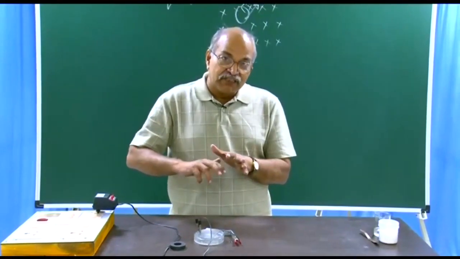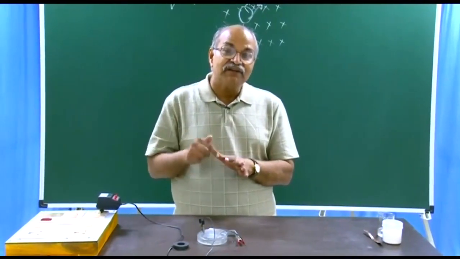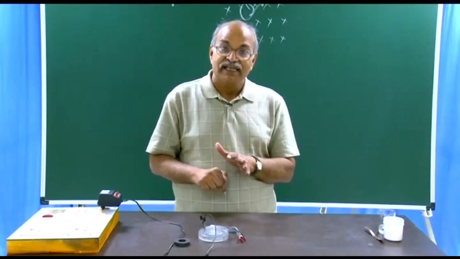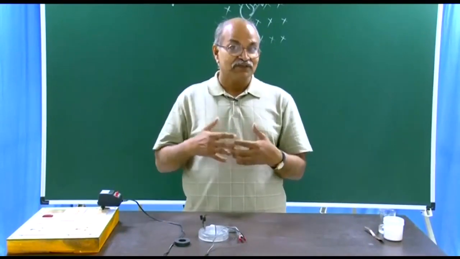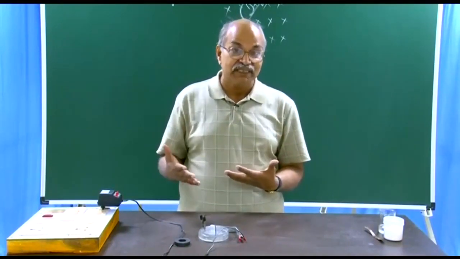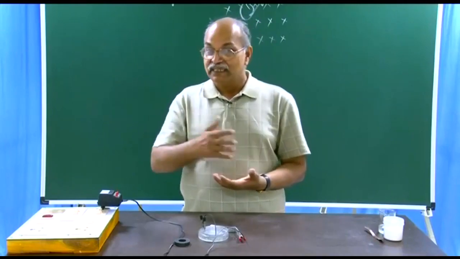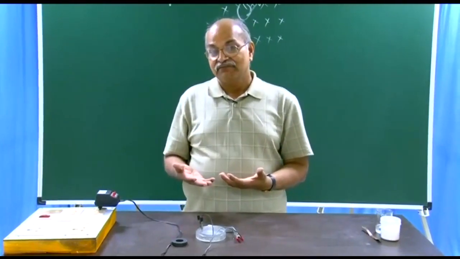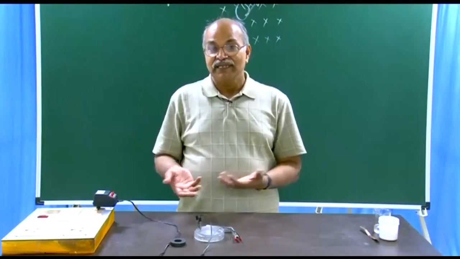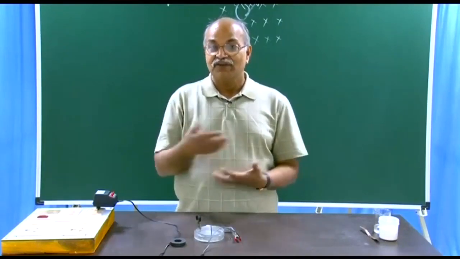If you invert the magnet, the magnetic field direction is reversed, and therefore the direction of the force, q v cross B, is also reversed. Hence the force is in the opposite direction, and from clockwise it becomes anti-clockwise, or from anti-clockwise it becomes clockwise.